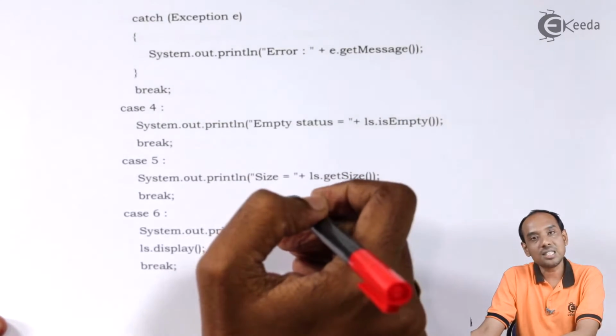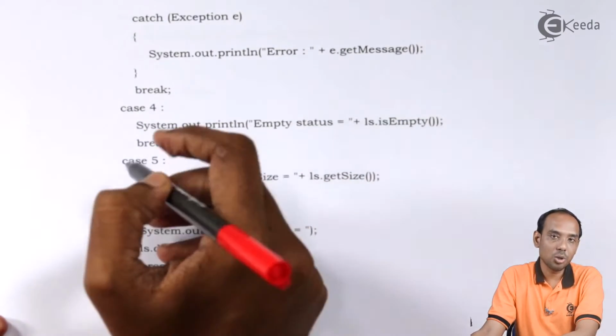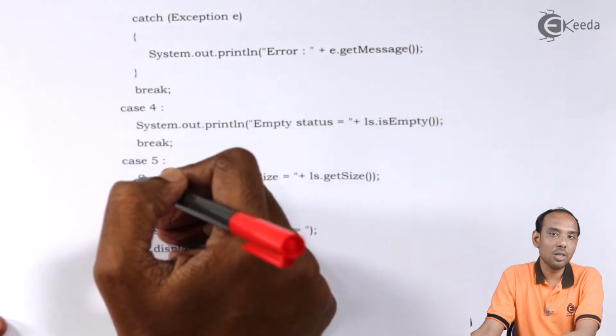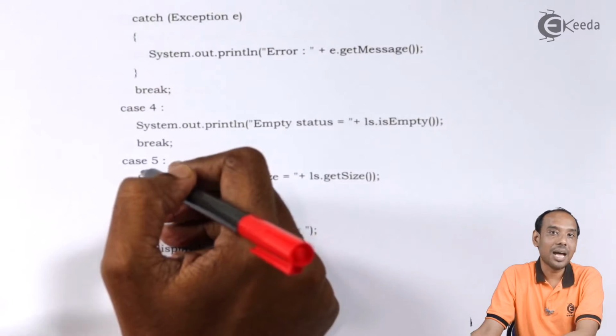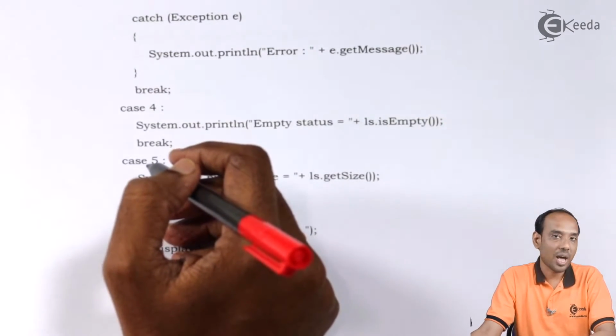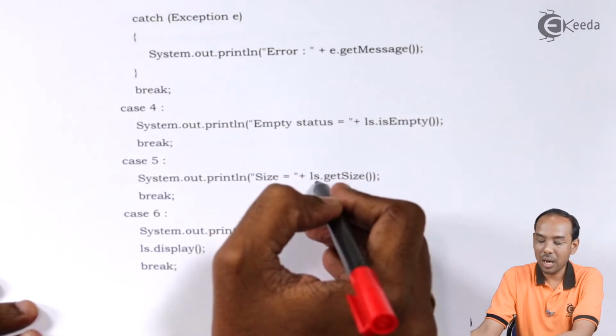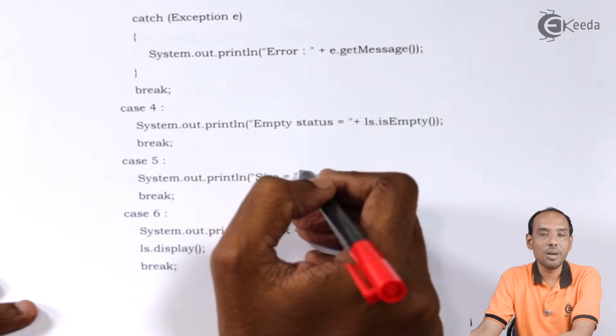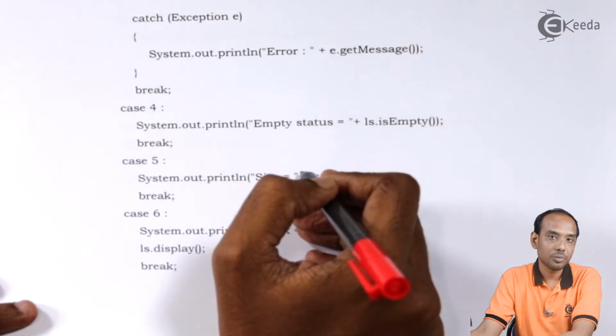Similarly, to get the size, I am going to execute case number 5, and I am going to call the function called size. That will define the number of elements present in the stack. Hence I write size equal to ls dot get size. This will give me the number of elements present in the stack.